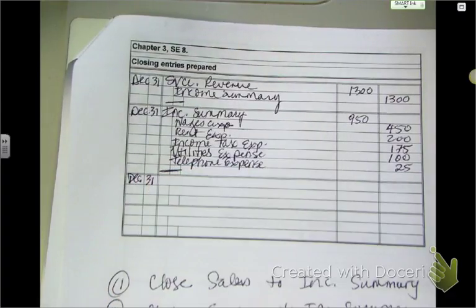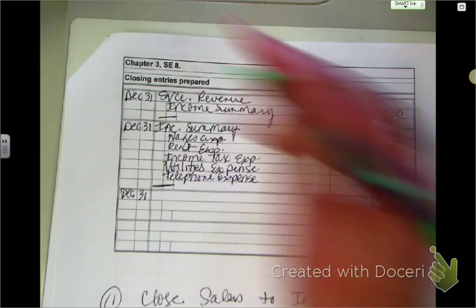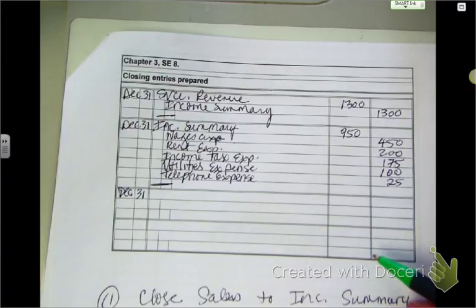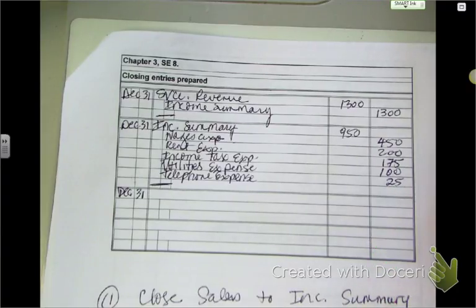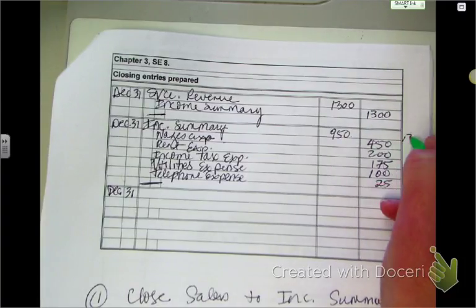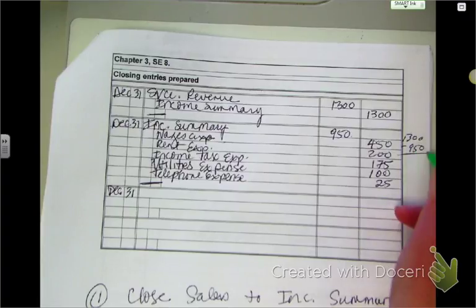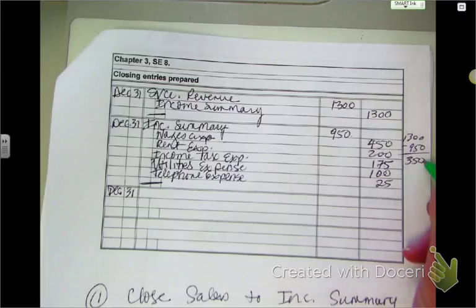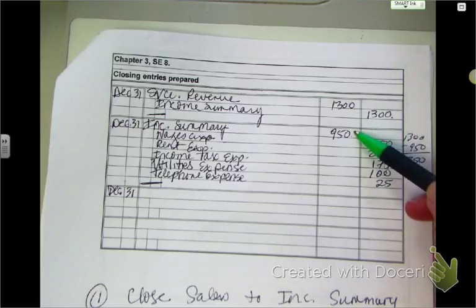What's my next thing to close? Income summary. Right, I'm going to close my income summary. So, what's the balance of my income summary right at this point in time? $1,300 minus $950 is $350. So the balance, is it a credit balance or a debit balance? It's a credit balance. How do I know that? It's on the right side. Right. Because right now my revenues were greater than my expenses, right?